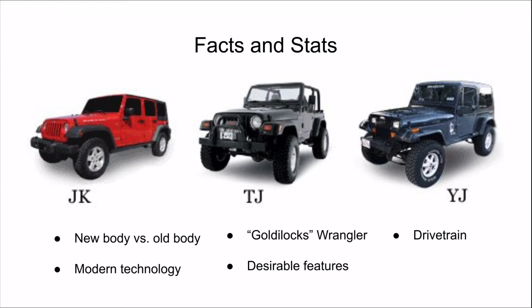Here you can see three Wrangler models. From left to right, there are the JK, the TJ, and the YJ. Gilligley argues that the TJ, which was produced between the YJ and JK, was the best and has the best features of both vehicles.